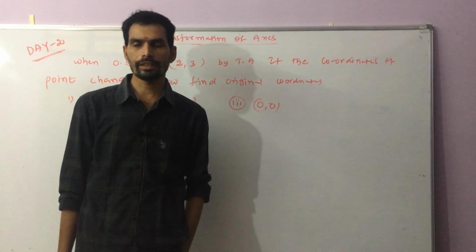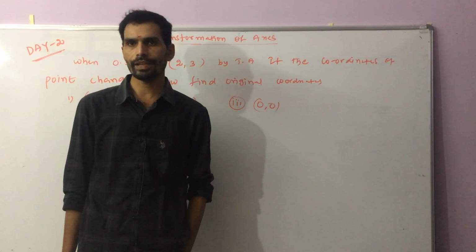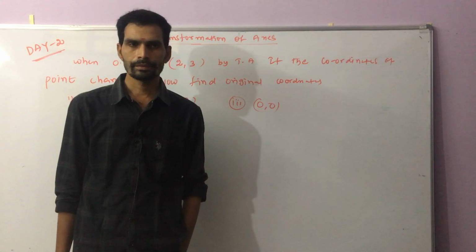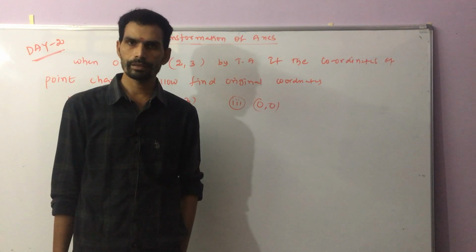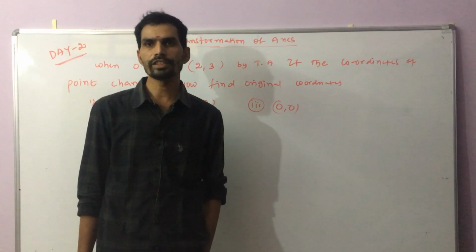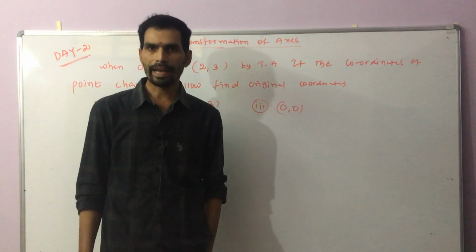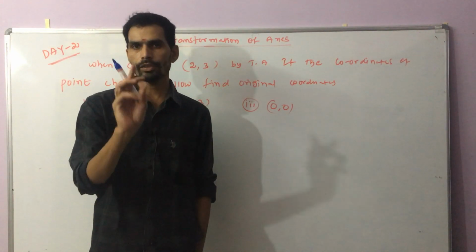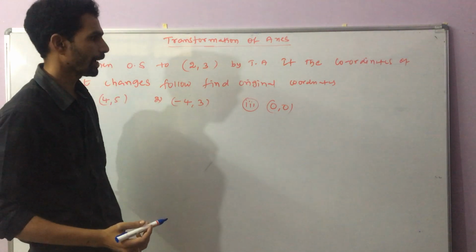Already we know translation of axis. The definition of translation of axis is: the origin is shifted to any point, but without changing the direction of the axis. Axis directions are not changed. The origin is shifted to some point h comma k only.